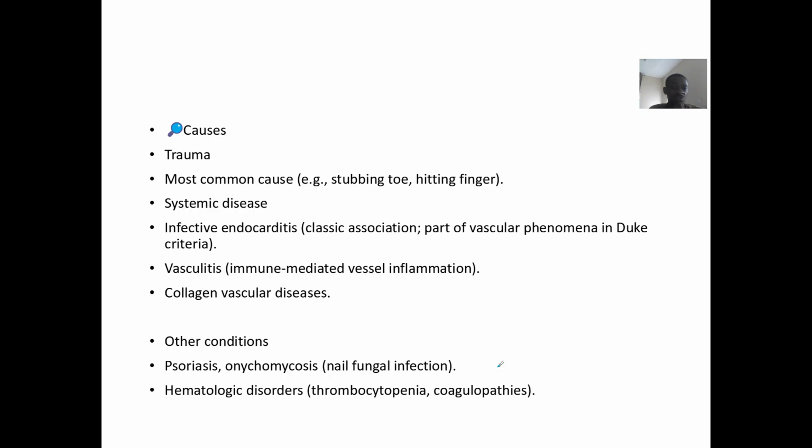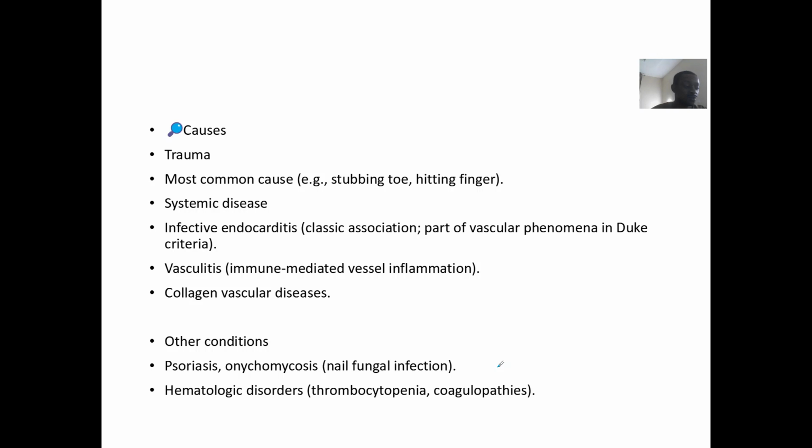So causes could be trauma, okay, like stubbing your toe or hitting your finger. Systemic disease could be due to infective endocarditis, could be due to vasculitis, which is inflammation of the blood vessels, could be due to collagen vascular diseases. All right, so other conditions: it can be caused by psoriasis, can be caused by onychomycosis, where fungi are actually infecting the nails. It can be caused by blood conditions like thrombocytopenia.